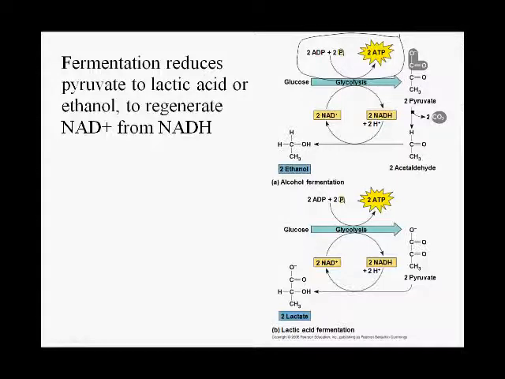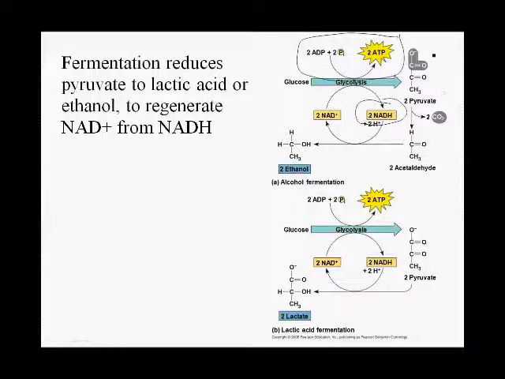But the problem is that in a non-respiring cell, the cell is also converting NAD plus to NADH during glycolysis. Now normally in a respiring cell, the NADH will dump its electrons to the electron transport chain so it can be converted back to NAD plus. If the electron transport chain isn't functioning, the cell has to have another way to regenerate NAD plus from NADH.